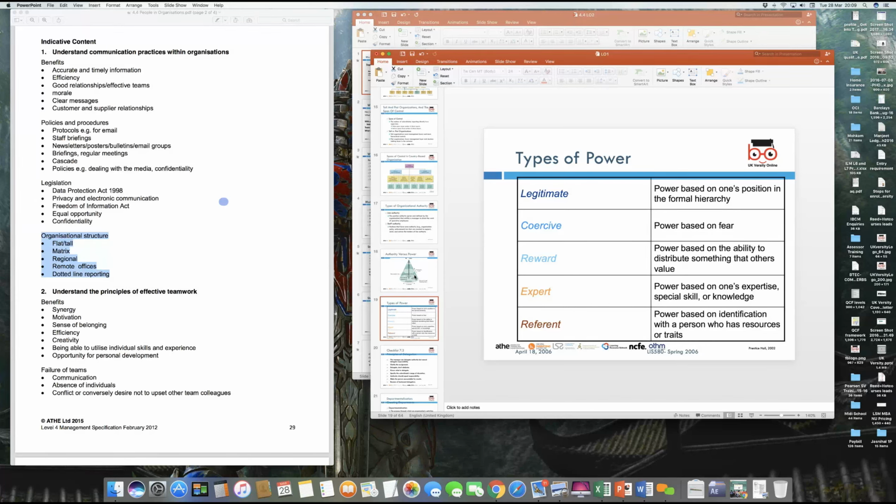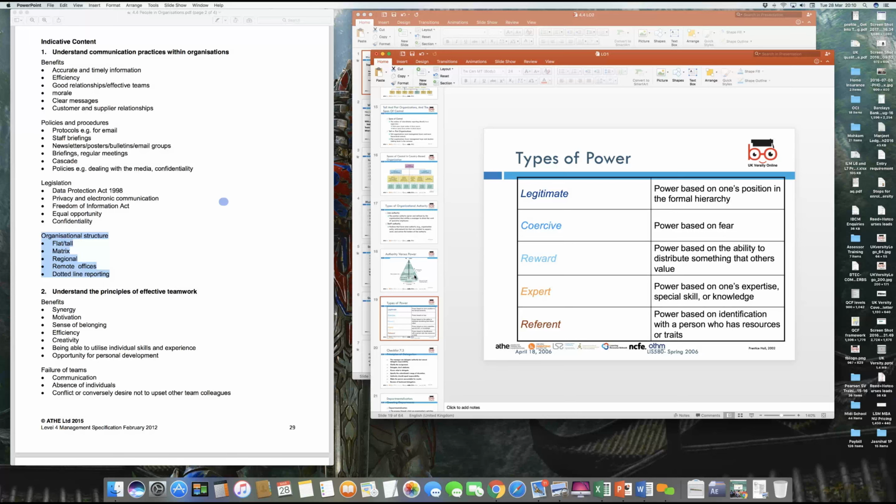Now, legitimate means the power is based on one's position in the formal hierarchy. That means the position in which the person has power. An example of this would be the President of the United States. He's in the position of power, so he has the power as long as he is in that position. But the position itself is associated with the power. It's not Donald Trump as a person who has the power. It is the president, the position, which has the power.